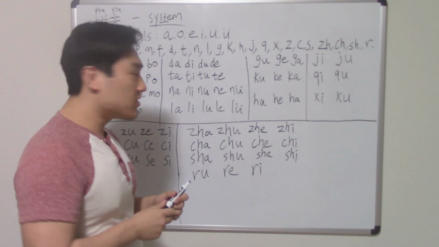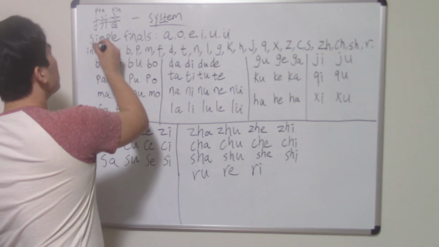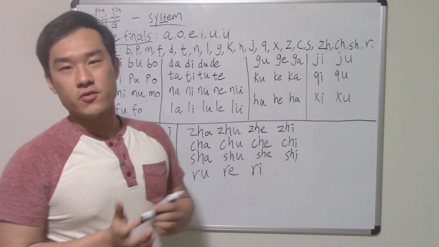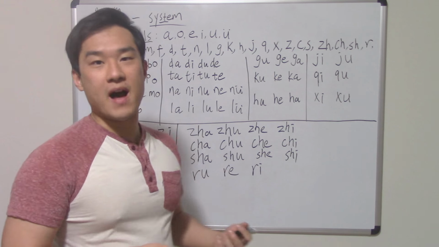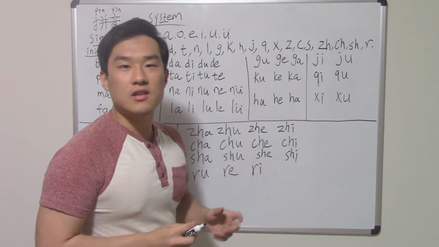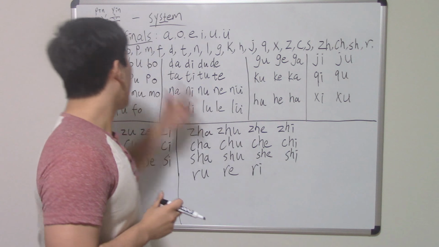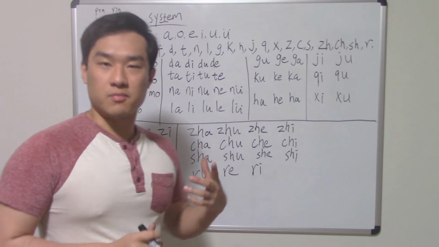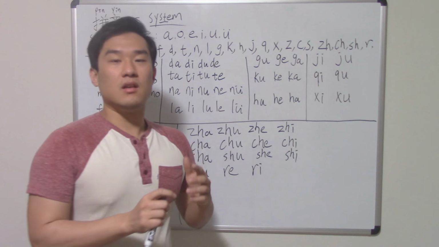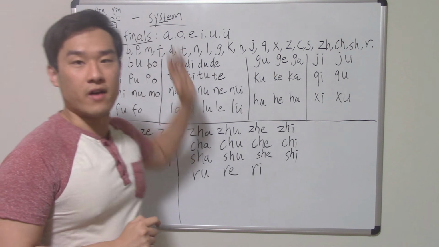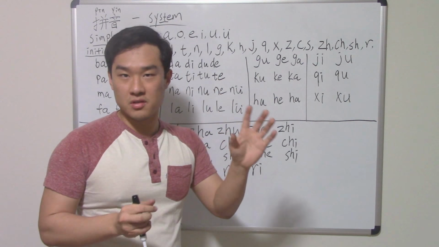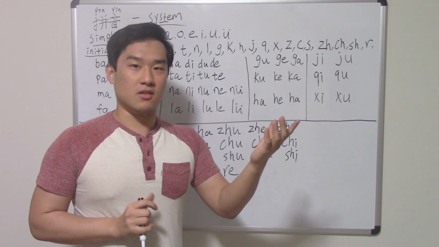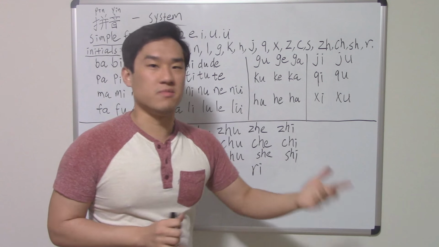So from last lesson, what we learned is all the simple finals and all the initials. If you haven't watched the last video, make sure to go back. But basically, in Chinese, all the characters are pronounced by pinyin, a basic system of how to pronounce a word. In pinyin, there are initials and there are finals. All we do is put initials combined with finals, and then we make a sound. And that sound will be the sound of a character, basically.